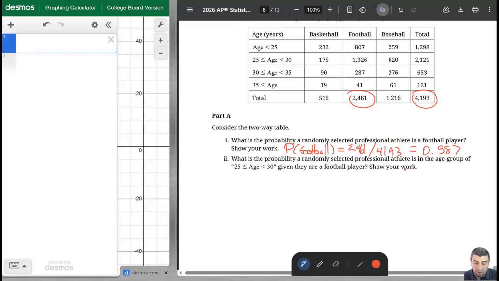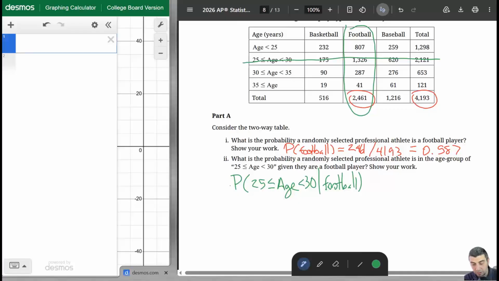Part 2, what is the probability a randomly selected professional athlete is in the age group of 25 to 30, given they are a football player? Show your work. So this one is the probability that they are in this age group, given that they are a football player. So we're looking only in the condition of a football player, and we want the probability that they are between 25 and 30. So this is going to be 1326 out of 2461, which is about 0.539.